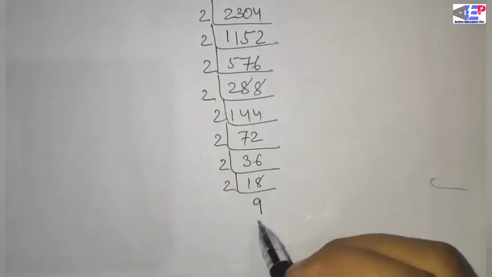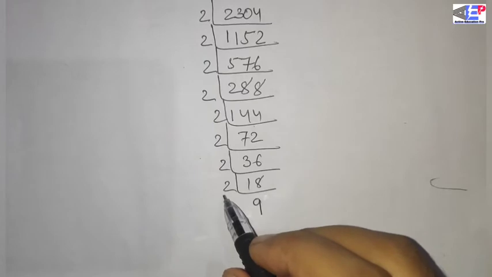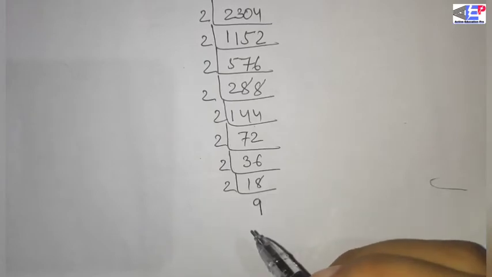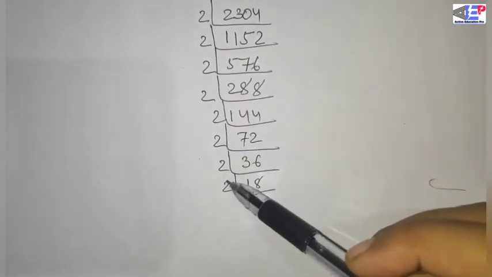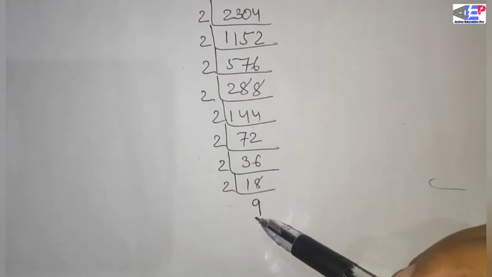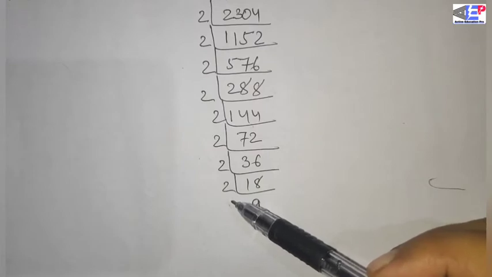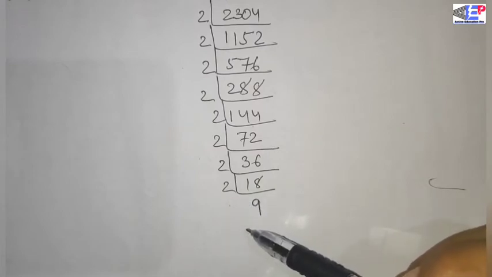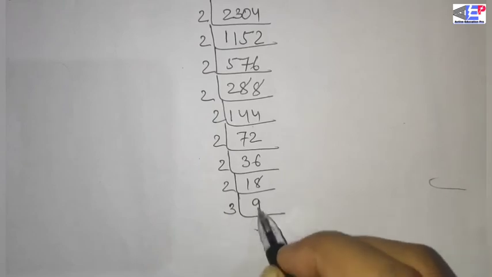Now 9 is left over, and you know 9 is an odd number, so it can't be divisible by 2. So next check the divisibility of the next prime number. We have already divided by 2, the smallest prime number. Right now 9 is a composite number but it is not divisible by 2. So let's check whether 9 is divisible by 3 or not. In the table of 3, 3 threes are 9, so 9 is divisible by 3.